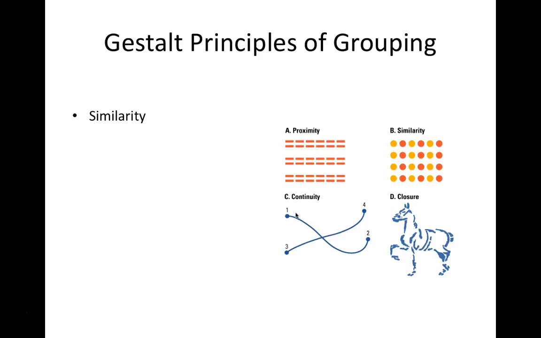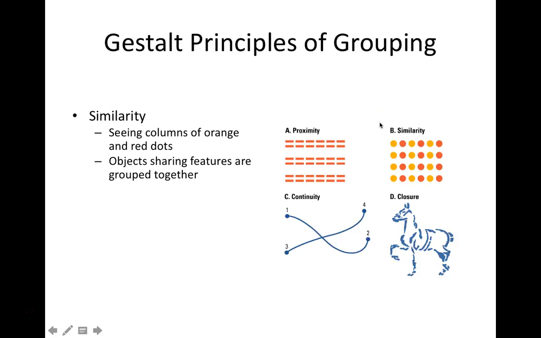There's a principle of similarity. Here we tend to see columns of orange and red dots. Similar things, objects sharing features, tend to be grouped together. So we tend to see this as alternating columns of orange and red dots, not as a random pattern or as a bunch of 4 different rows.